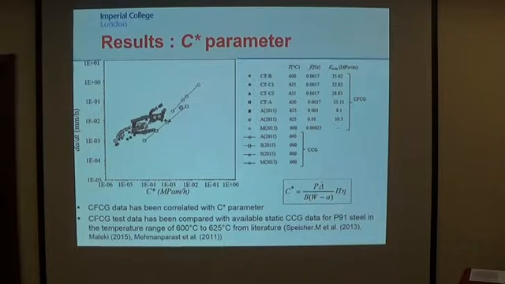So another parameter that characterizes the creep fatigue crack growth is the C-star parameter. So this plot is creep crack growth rate against the C-star parameter.